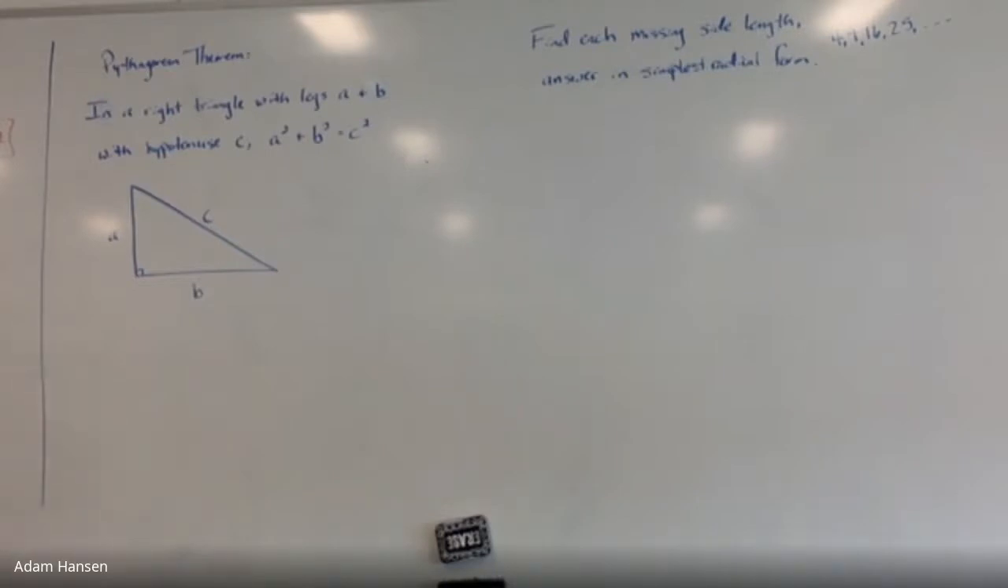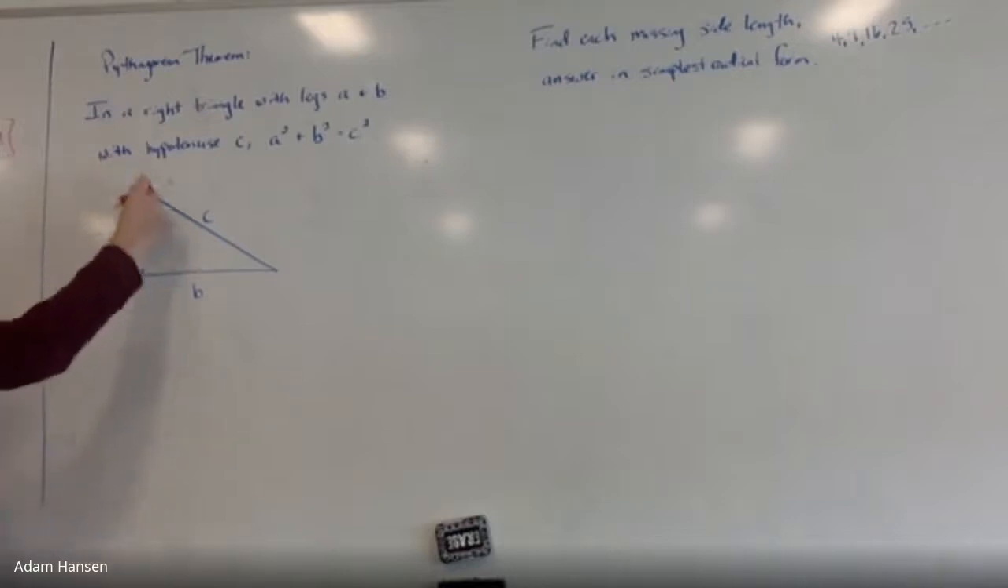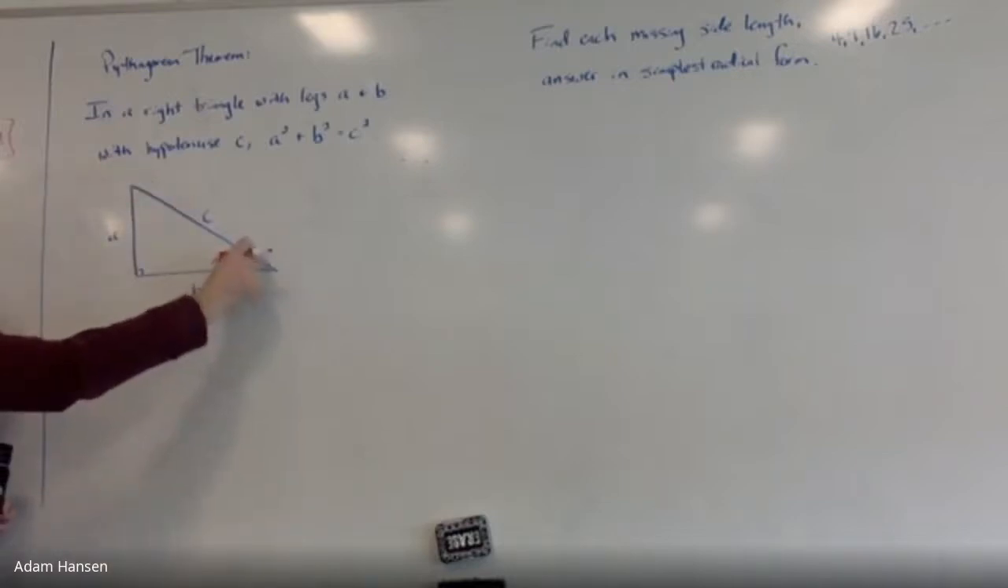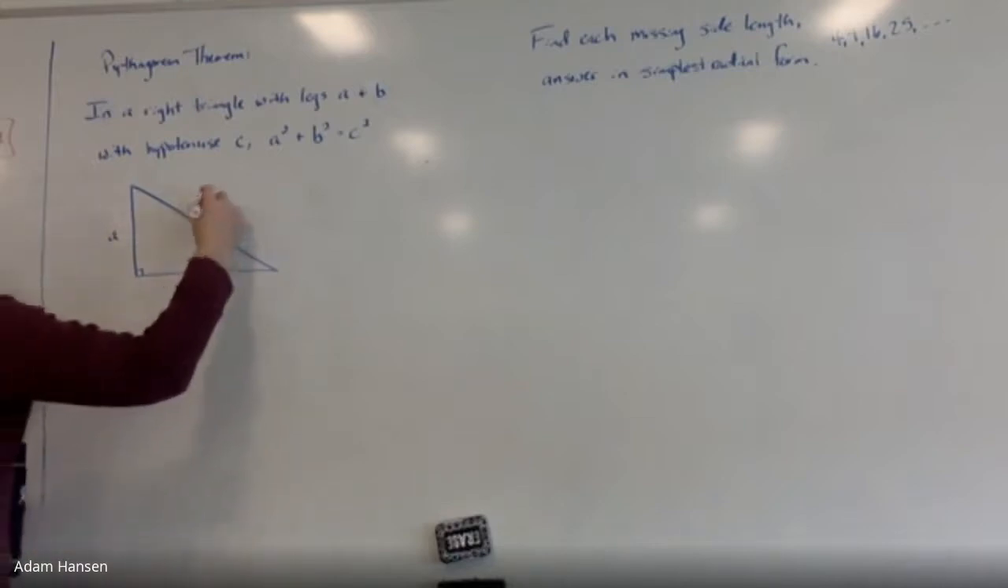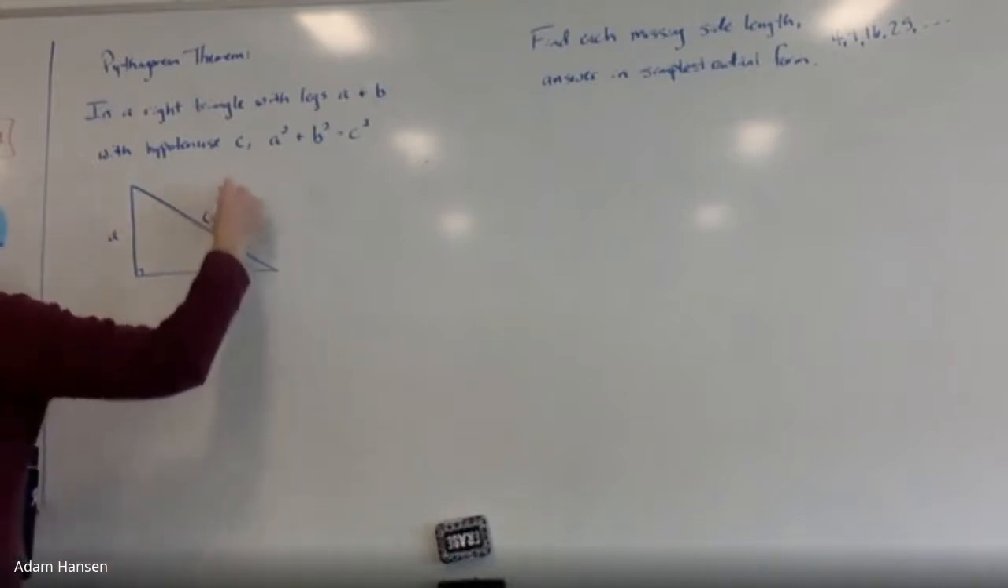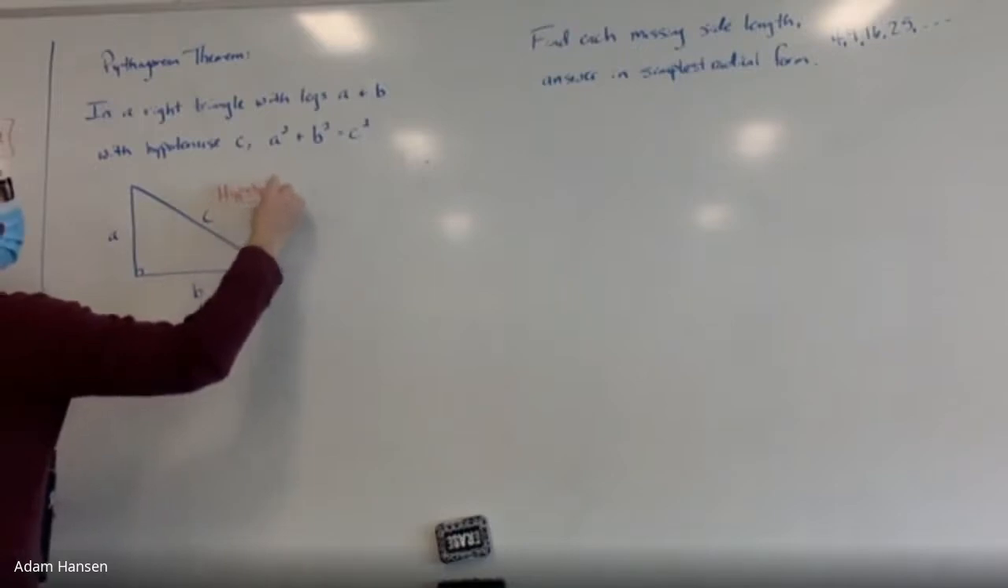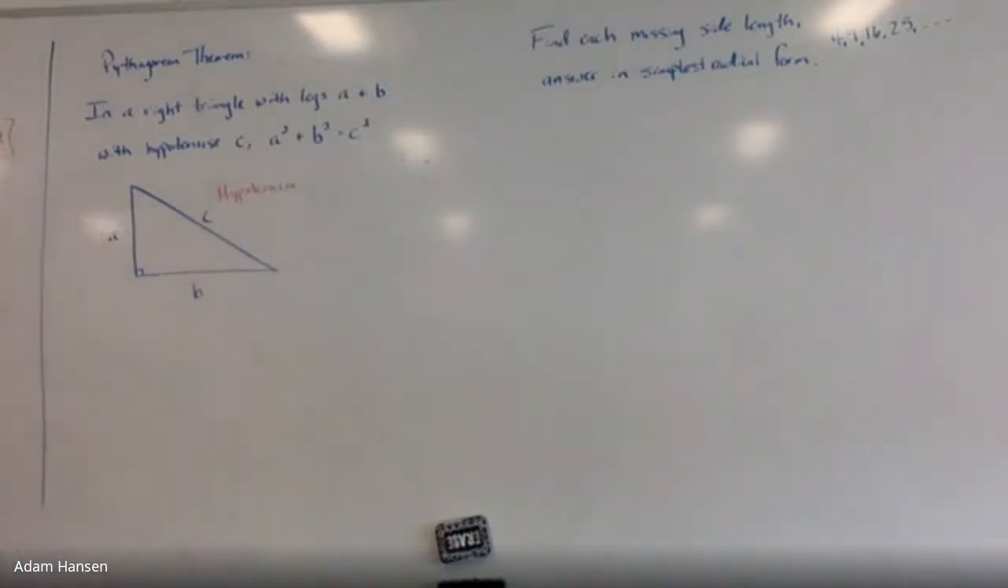So in this figure, with sides A, B, C, which one's the hypotenuse? C. The right angle measure is in the lower left corner, so wouldn't this right side be the hypotenuse? Because it's the longest of all three sides. It's opposite the right angle measure. It's called the hypotenuse. H-Y-P-O-T-E-N-U-S-E, hypotenuse.